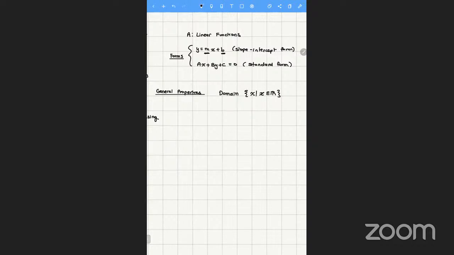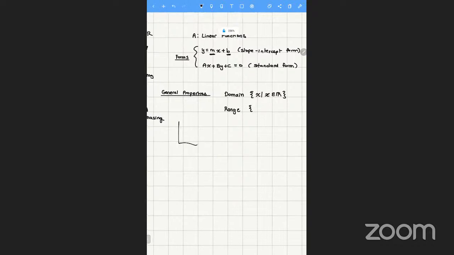Now we want to talk about the range. If domain was all the x values, what would range be? What axes do we have? We have the x-axis and the y-axis. What's the point of writing this? When we want to analyze functions, we want to know their domains and ranges. It tells us more about the function.